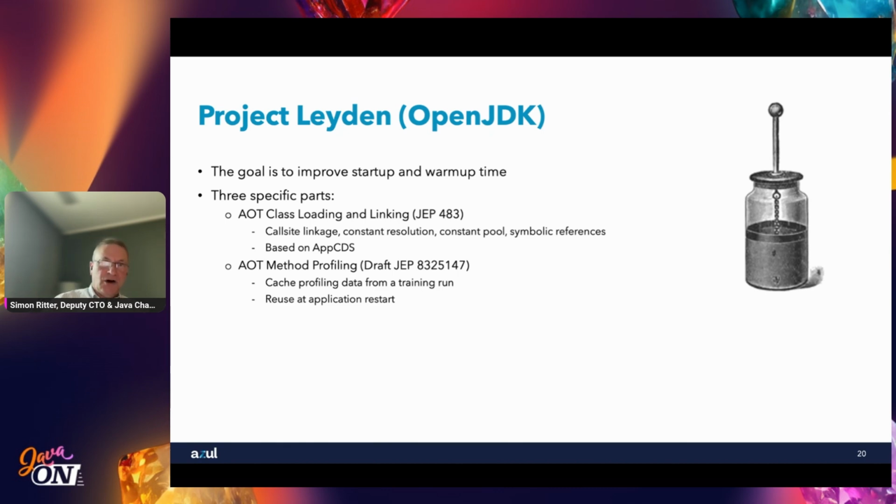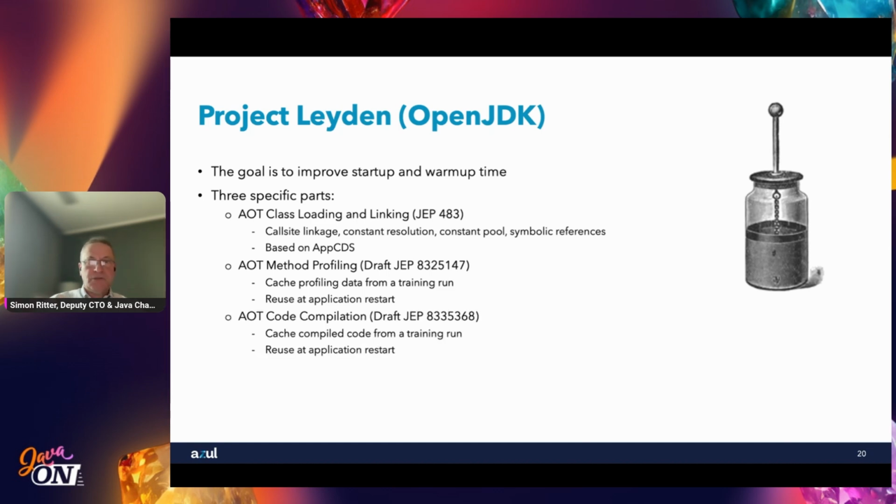Second thing is ahead of time method profiling. So what they're going to do is cache profiling data from a training run. Get to a point where you've got your application running, collect the data about the method profiling, which is used for the JIT compiler, and then when you restart the application, you can reuse that information again. And similarly, ahead of time code compilation. So caching the compiled code from a training run, and reusing it when the application restarts.